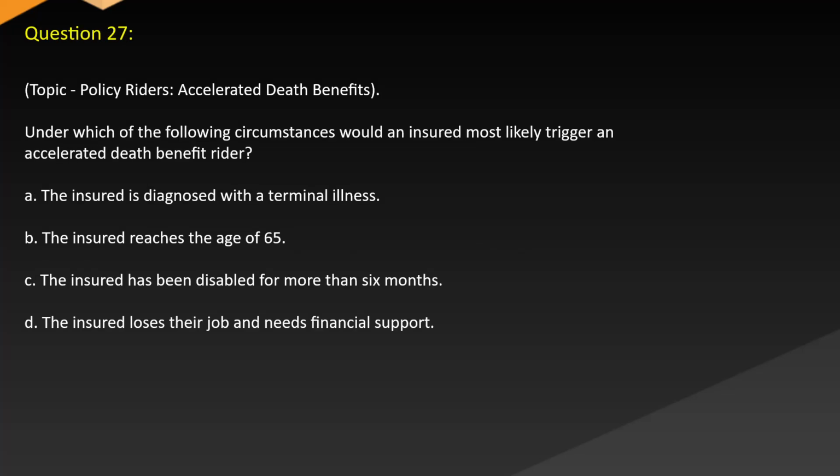Question 27. Topic: Policy riders. Accelerated death benefits. Under which of the following circumstances would an insured most likely trigger an accelerated death benefit rider? A. The insured is diagnosed with a terminal illness. B. The insured reaches the age of 65. C. The insured has been disabled for more than 6 months. D. The insured loses their job and needs financial support.